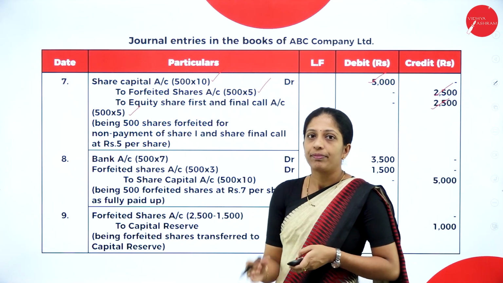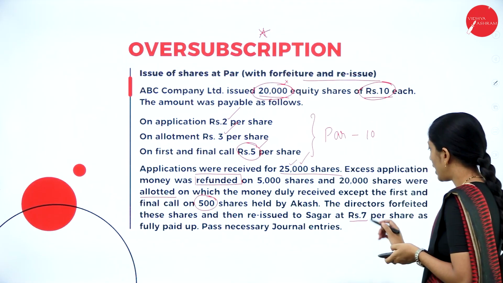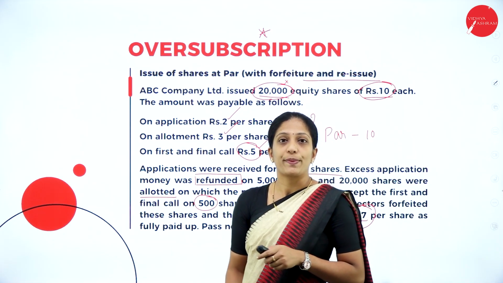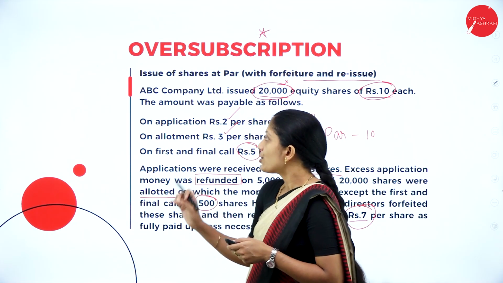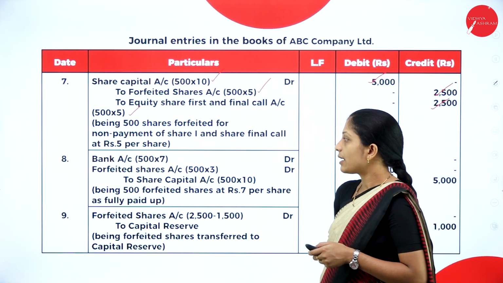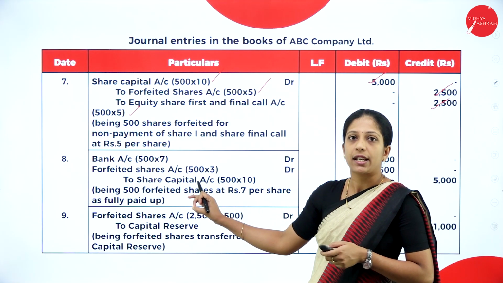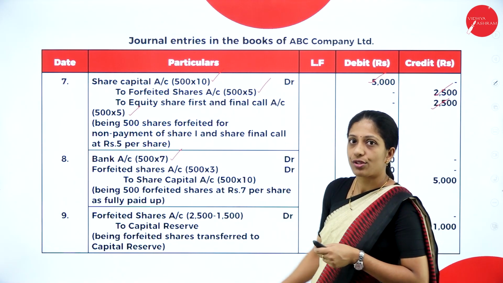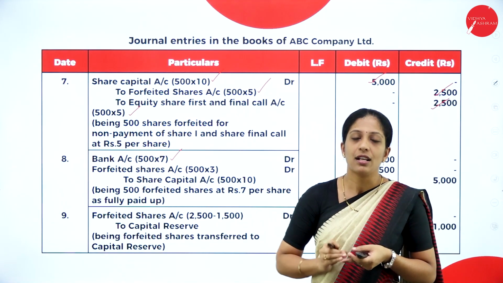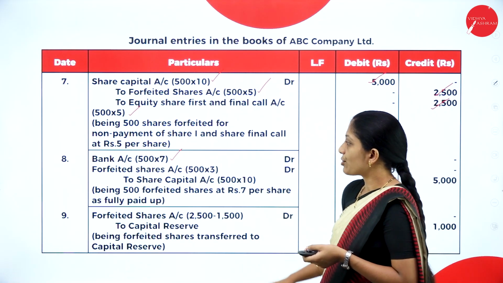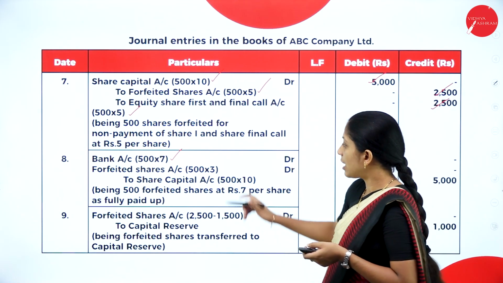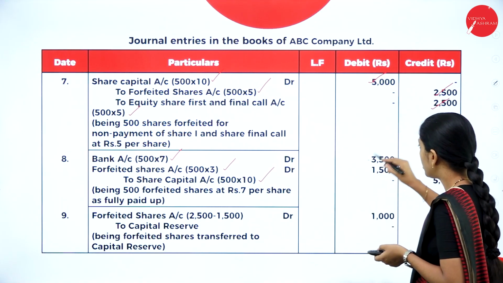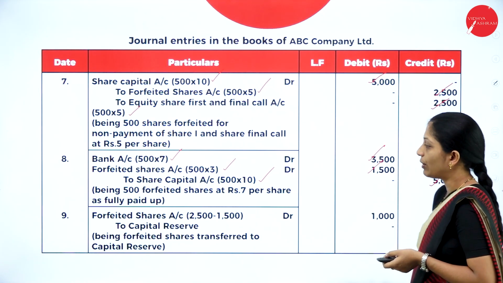So, hope you are clear about forfeiture. Now, come to reissue. At what price have they reissued? They have reissued at 7 rupees. So, what is 3 rupees? Discount. Discount has to be transferred to forfeited shares account. So, let us see the entry. Your entry will be bank account debit, forfeited shares account debit to share capital account. We have reissued at 7 rupees, so 500 into 7, the forfeited shares we are going to reissue again. So, 500 into 7, forfeited shares account, that is discount, 500 into 3. So, total 500 into 10. The amounts will be 3,500, 1,500 and 5,000.